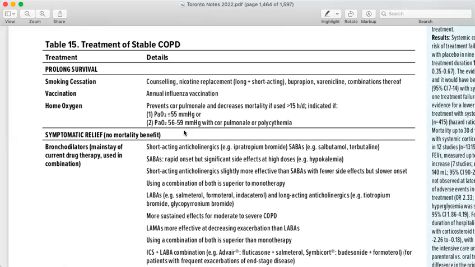Then you are going to prescribe the home oxygen. Otherwise, if the person is not willing, it will only exacerbate the COPD condition. That's why it's very important to start with smoking cessation, vaccination, and then go for home oxygen.